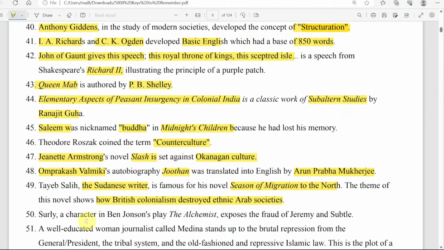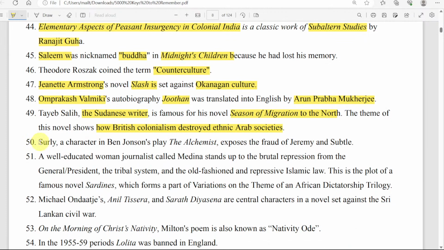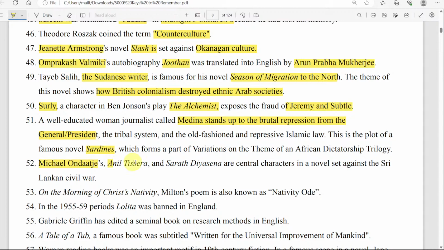Another one, a character named Surly, is from Ben Jonson's play The Alchemist, which exposes the fraud of Jeremy and Subtle. So these were characters in The Alchemist by Ben Jonson. A well-educated woman journalist called Medina stands up to the brutal repression from the president and the tribal system and the old-fashioned and repressive Islamic law. This is actually the plot of what? Sardines.